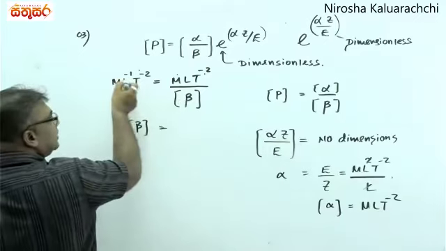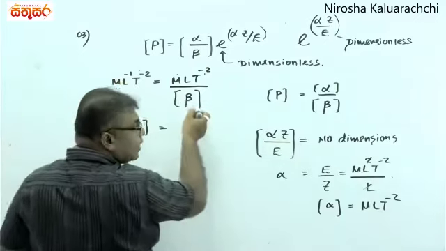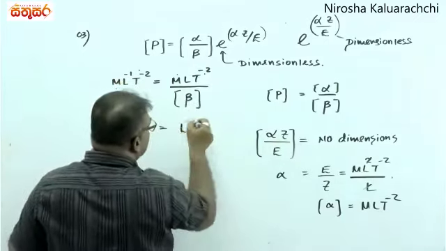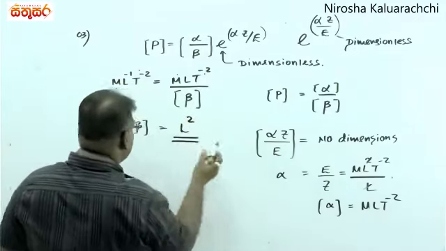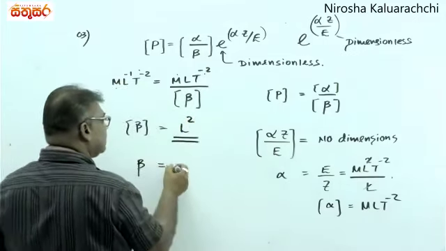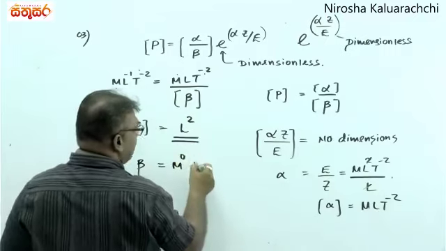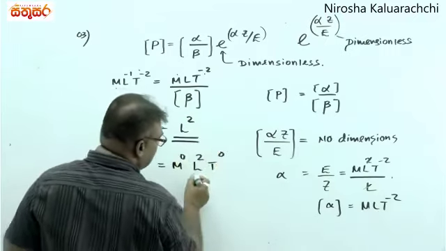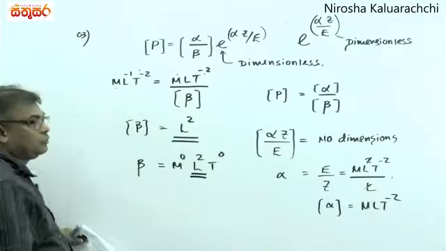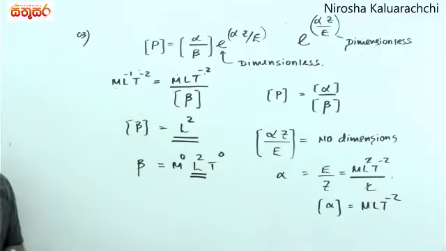Beta goes to here. L minus 1 comes down, goes up. L to the power of 2. Then beta dimension is M0, L2, T0, which means L to the power of 2. It is the area, right? Okay. Question number 3 completed.